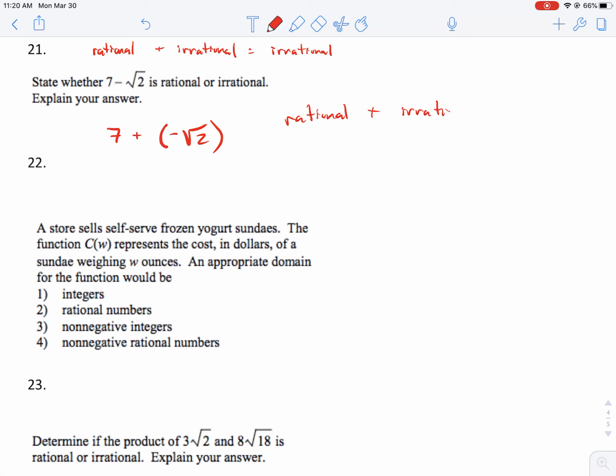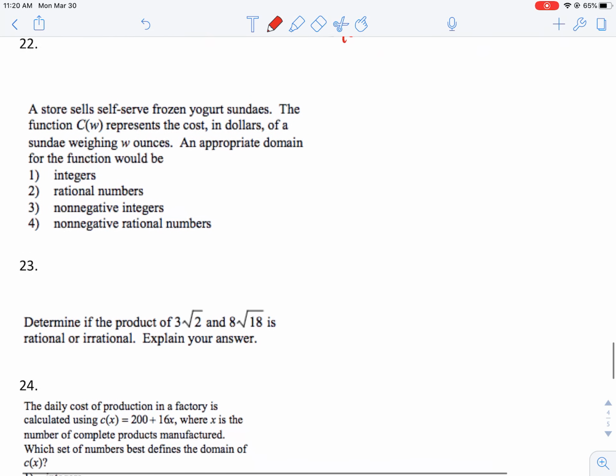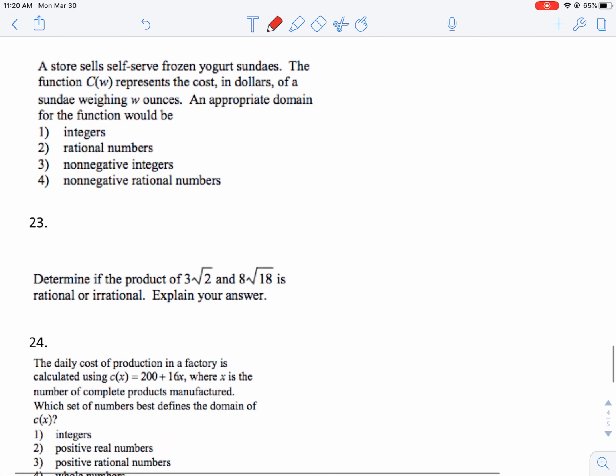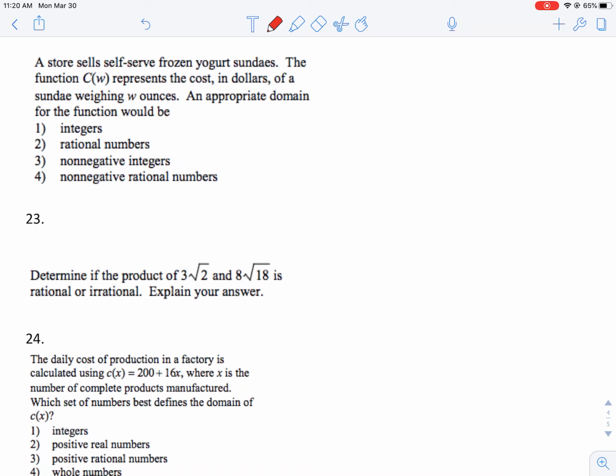Okay? So explain your answer. A rational plus an irrational number equals an irrational number. And that's all you have to say. Okay? All right. So number 22.